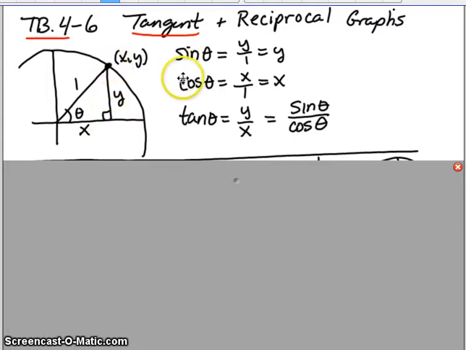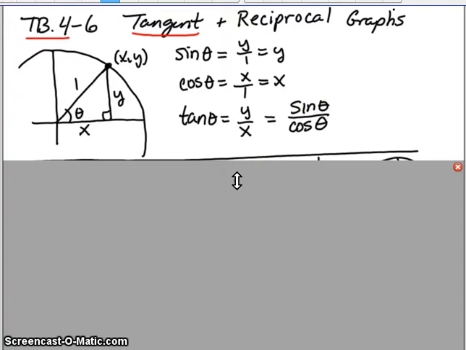So when we find sine, cosine, and tangent using opposite over hypotenuse, or y over 1, for sine theta, we just get y. Adjacent over hypotenuse, or x over 1, gives you x for cosine theta. And opposite over adjacent gives you y over x for tangent of theta. And since sine is y and cosine is x, tangent theta actually equals sine over cosine. So once you find sine and cosine, one option for finding tangent is just to divide sine by cosine.